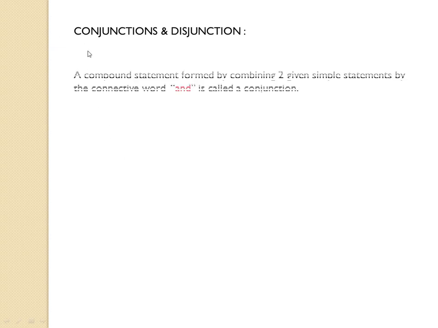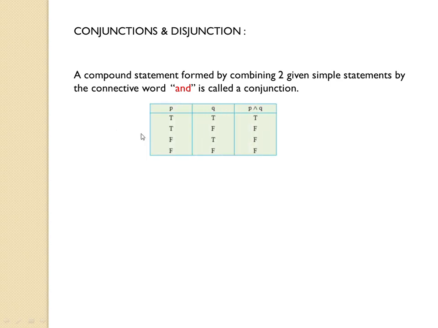First is conjunction. A compound statement formed by combining two given simple statements by the connective word and is called a conjunction. Now here is the truth table of conjunction. Now there are four possibilities of truth values of any two statements. Suppose P and Q are two statements, then their truth values are 4. Means either both the statements are true, or first one is true and second is false, or first is false and second is true, or both the statements are false.